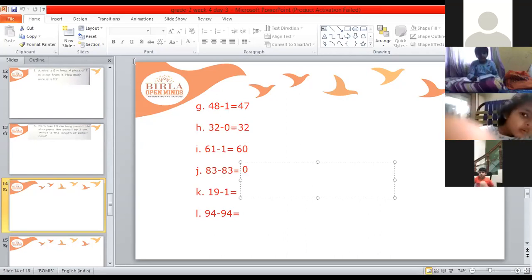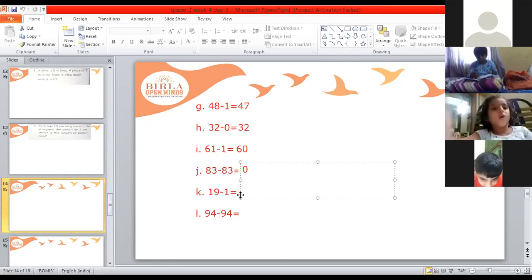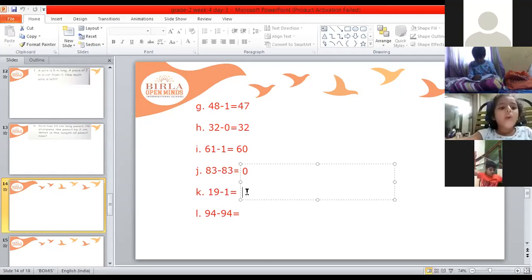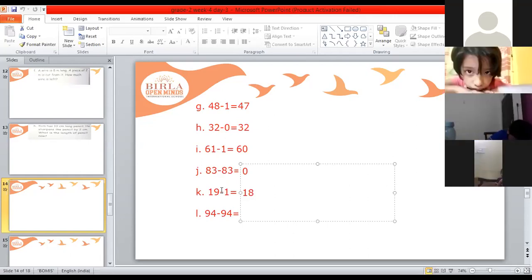Siddharth Punati. Ma'am. Next question. 19 minus 1 is equal to how much? 18. Very good. That's the correct answer. Now, last one.